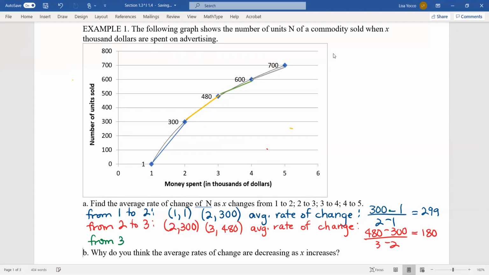From 3 to 4. All right, again, the point 3, 480, going up to the point 4, 600. Average rate of change is, let me get the keyboard. Oh, I don't know what's going on. All right, so that'll be 600 minus 480 divided by 4 minus 3, and that is 120.